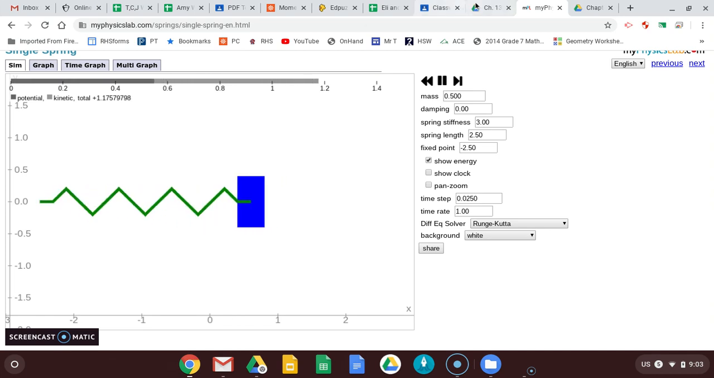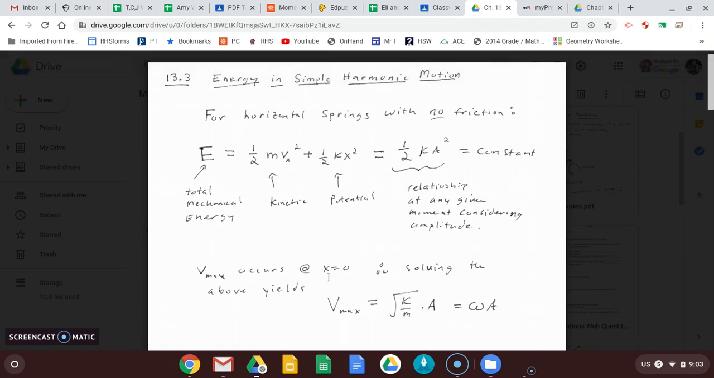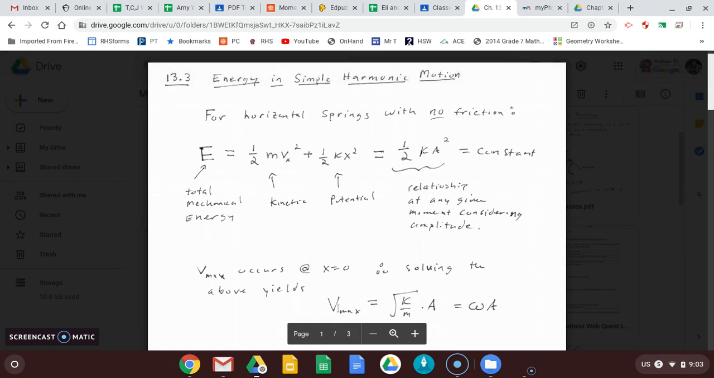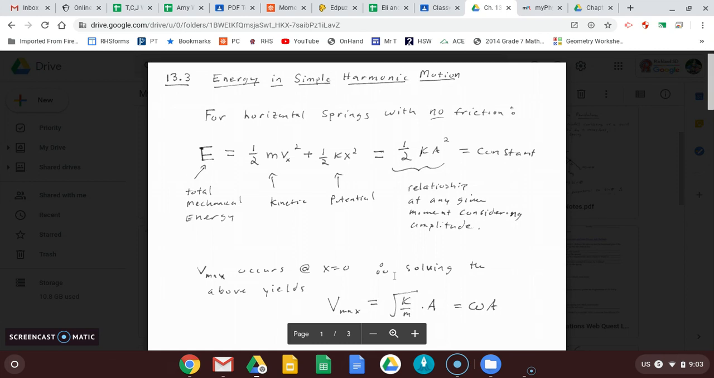And since that's the case, we could set the position x equals 0. That means it's not stretched or compressed. If we plug that into the equation above, it gets rid of this whole term because there's no potential at that position. If we then solve for v, that becomes the v max because it's at its highest kinetic energy, and it yields this formula from the equation above: square root of k over m times the amplitude A.